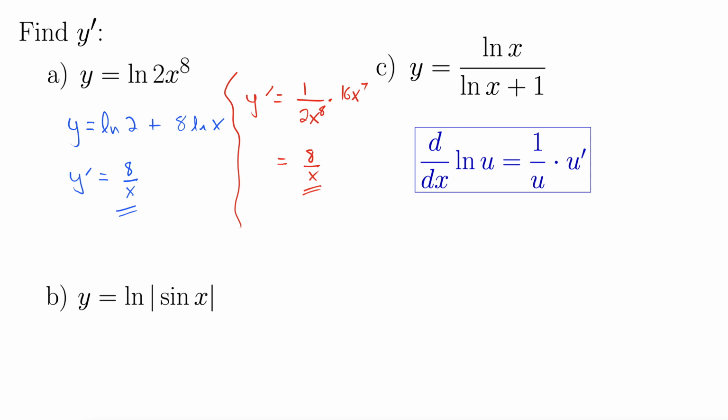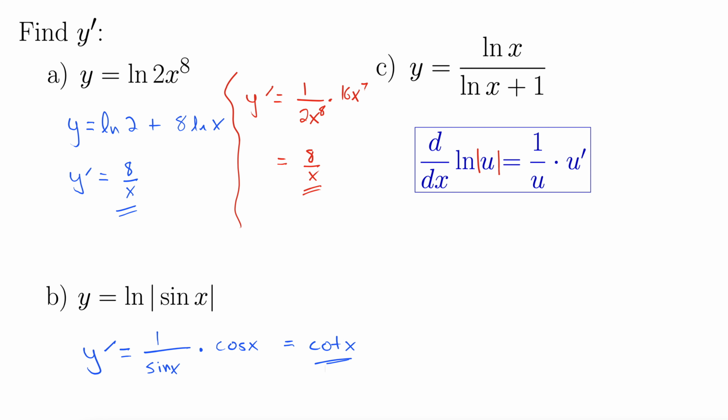Let's move on to B. We have y equals natural log of the absolute value of sine x. Well, this derivative would be the same if this was an absolute value of u, so I'll just add that in there. So let's use the chain rule on part B here. So we get y prime equals 1 over sine x times the derivative of sine x, which is cosine x. All of this simplifies to cotan of x.